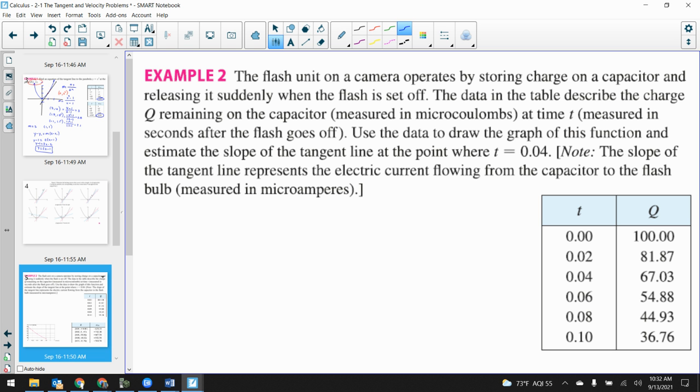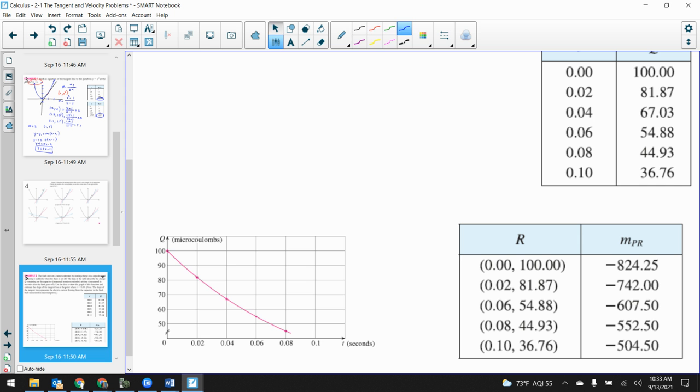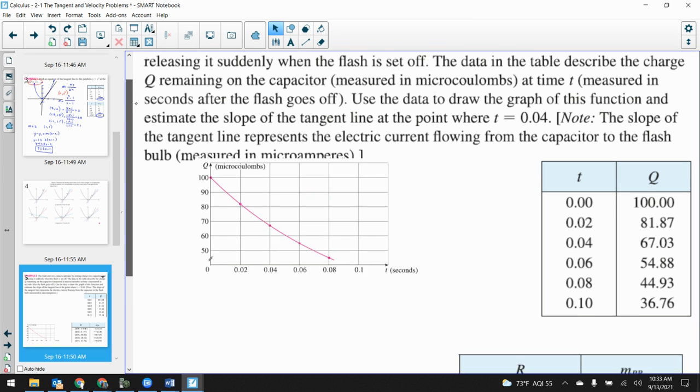The data in the table describe the change Q remaining in the capacitor at time t. Really, this doesn't really need to make sense to us. All we really need to know is that what we have here is a sudden instantaneous release of energy, and the bulb goes off. Okay, and that's going to be very important, this whole idea of things happening instantaneously. Okay, use the data to draw the graph of this function and estimate the slope of the tangent line at 0.04.